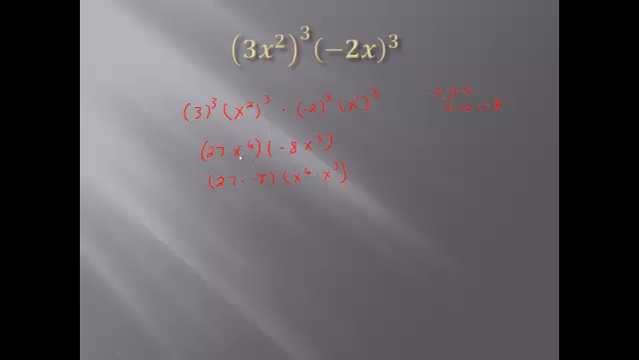And we can rearrange those because it's all multiplication, and we can use the associative and commutative property to do that. Now 27 times negative 8 gives me negative 216. Multiply like bases, add the exponents, gives me x to the ninth.